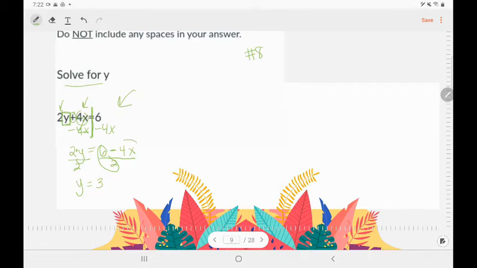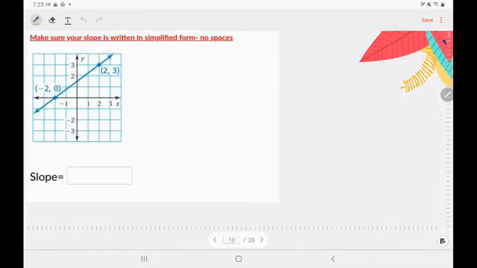Here's the last most important thing. Make sure you divide both of those numbers. So negative 4 divided by 2 is negative 2. Because it had an x on it, I'm going to bring it down. And this would be my final answer. Y is by itself. There's still an x in my answer, but that's okay. Y is by itself. All right, number 9.